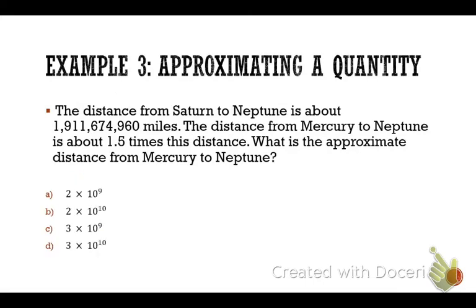All right. Okay, so approximating a quantity. It tells me the distance from Saturn to Neptune. It's 911,674,960. All right, that's a mouthful, I know. The first thing we want to do, because we are allowed to approximate, is round that number. I don't want to have to multiply that number by 1.5. What would 1.9 billion round to? 2 billion. Okay, so I'm going to round this to 2 billion.